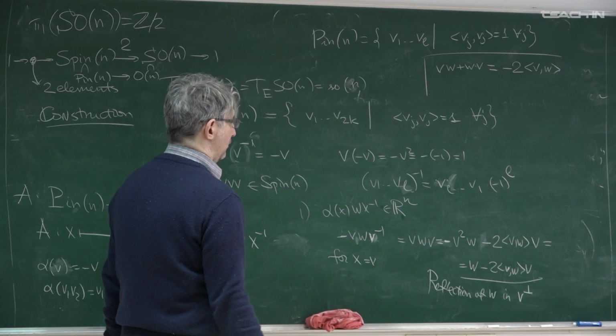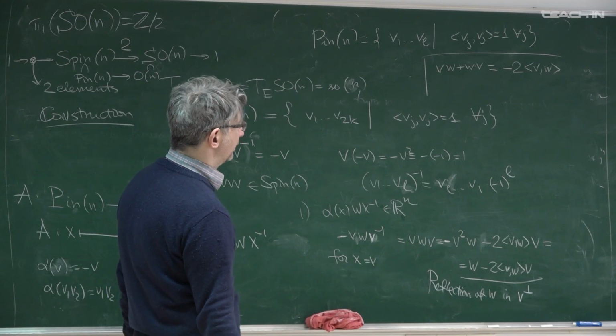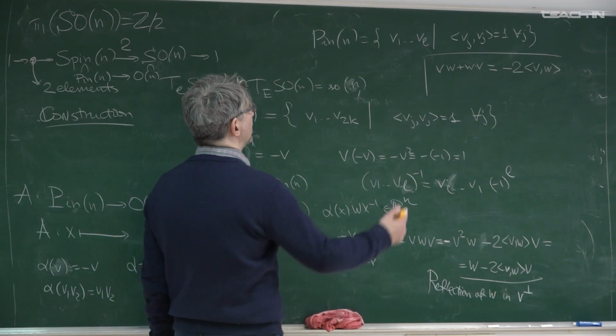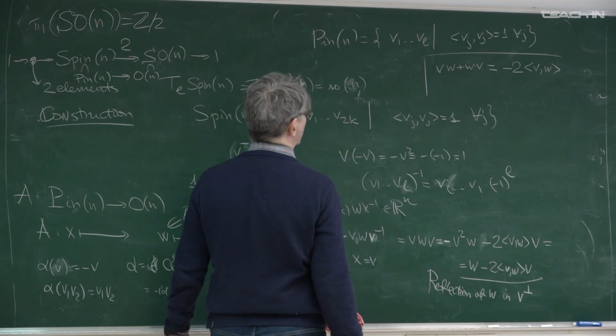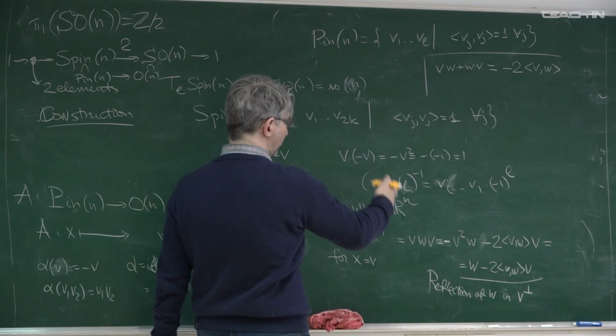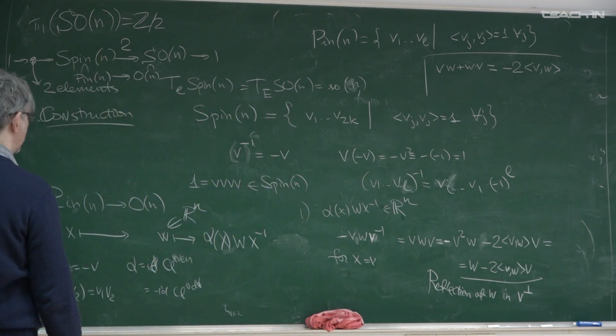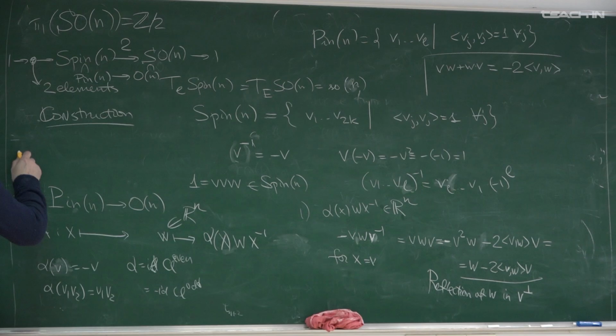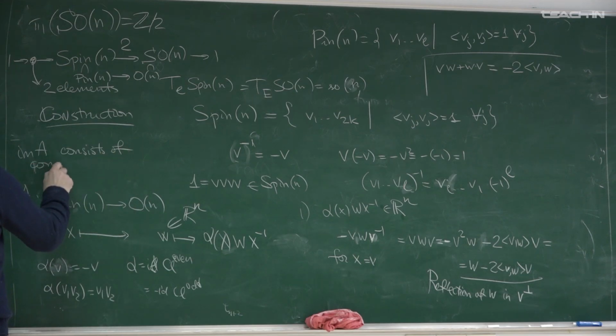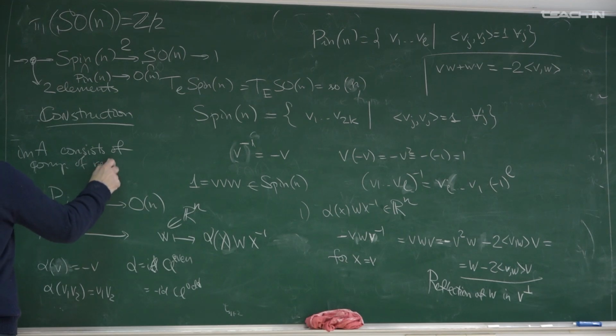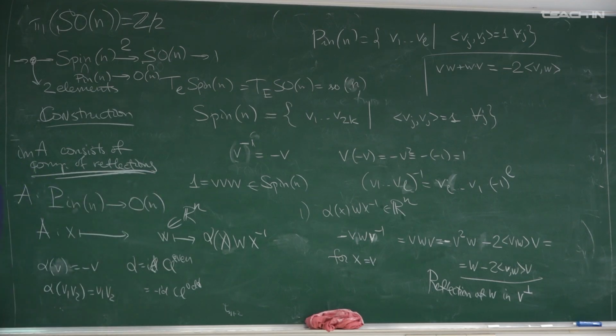So obviously this preserves the scalar product. If you take this long product in the spin group or pin group, this is just a product of reflections. So the image of A consists of compositions of reflections. Very good.